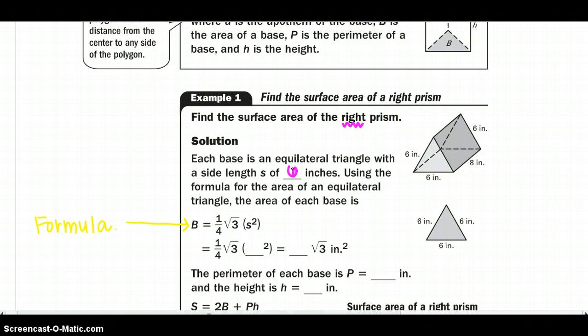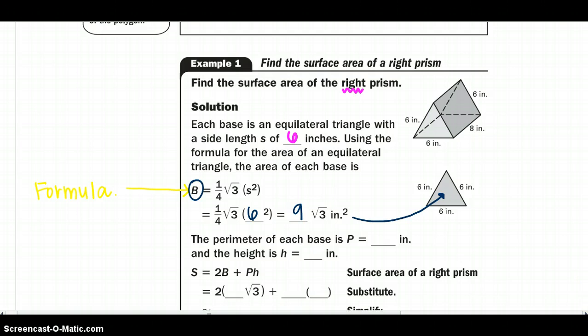Using the formula for the area of an equilateral triangle, they have given us a new formula that we can use: 1/4 times the square root of 3 times the side squared. We're going to use that to find the area of our base. So 1/4 times the square root of 3 times 6 squared gives us 9 square root of 3 inches squared. That's the area of one of our bases. The perimeter of each base is 6 times 3, which gives me 18 inches. And the height, we know, is 8.